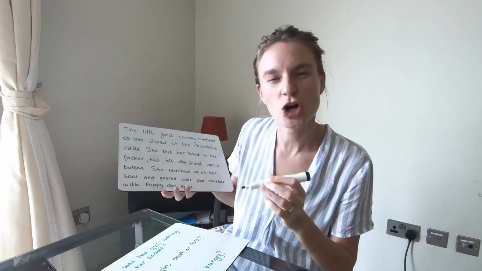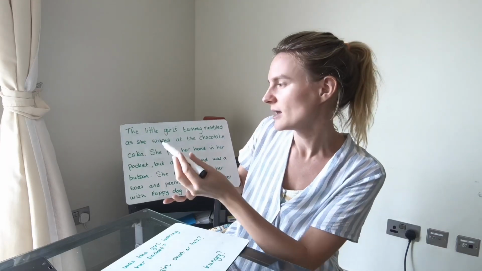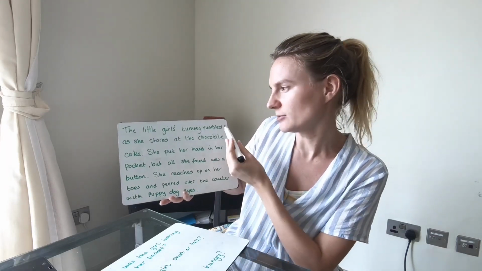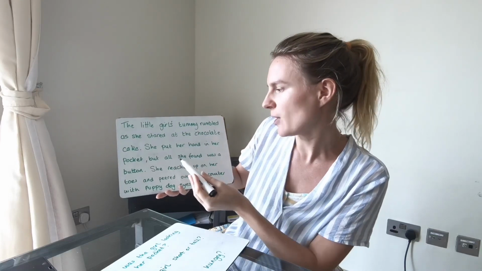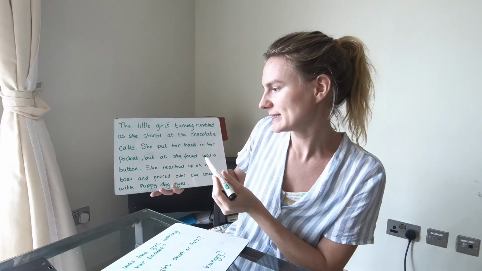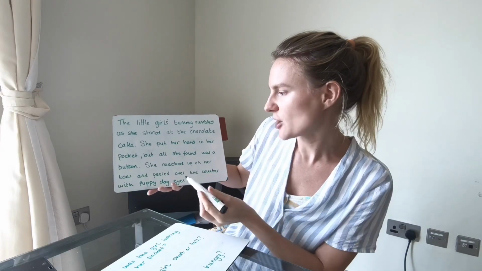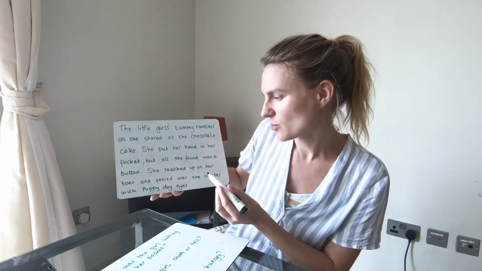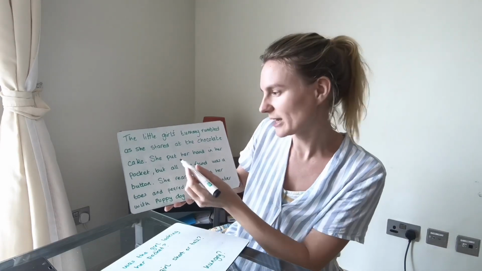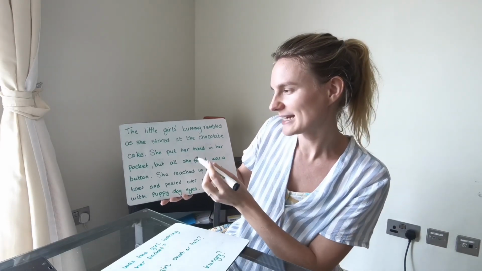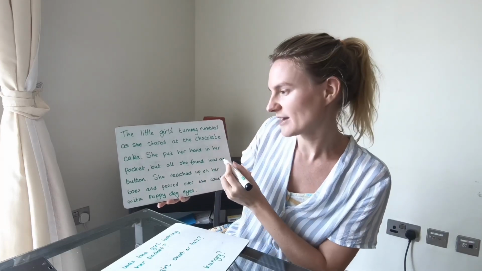Let's have a look for clues. The little girl's tummy rumbled as she stared at the chocolate cake. She put her hand in her pocket, but all she found was a button. She reached up on her toes and peered over the counter with puppy dog eyes. So what could she be looking for in her pocket? She put her hand in her pocket. All she found was a button.